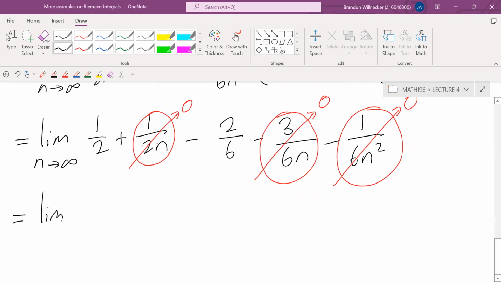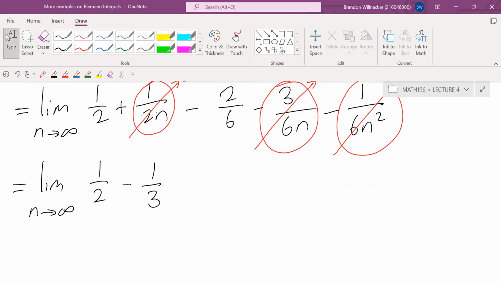So this becomes the limit as n goes to infinity of 1/2, and then we can write this as minus 1/3. Okay, just reducing that fraction over there. So let's put this together. And then we've done the limit, so we can get rid of that there. There's no more n's anymore, so the limit process is done.